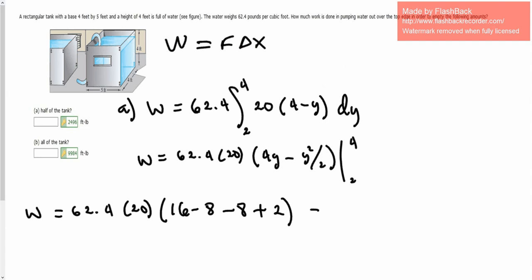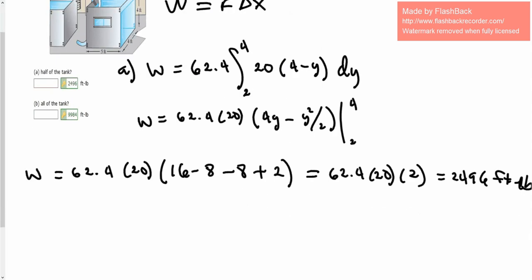And so we end up with 62.4 times 20 times 2. Let's see if that gives us what we need. So that becomes 62.4 times 40. We get 2496, and this is foot-pounds. Can you see that? 2496 foot-pounds.